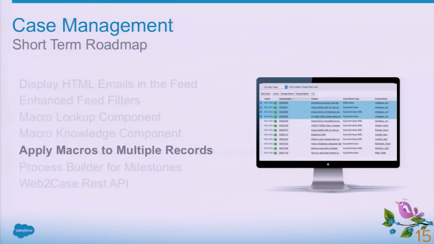Something big as well, apply macros to multiple records. So from a list view, you may want to select multiple records and apply the macro you have just seen here in a kind of silent mode. So basically, it will just apply the macro in bulk to multiple records. Do they all have to be the same record type in order for that to apply to them? No, they won't have to be the same record type.